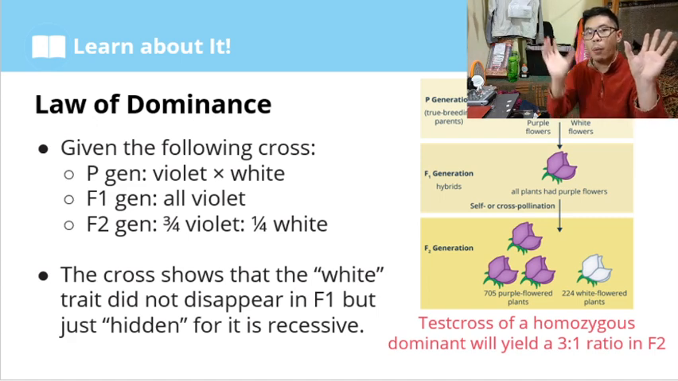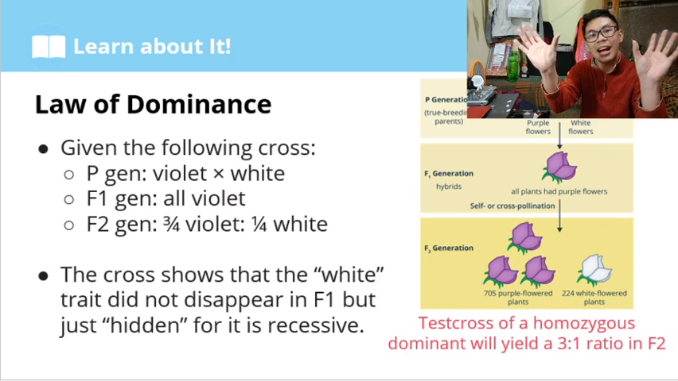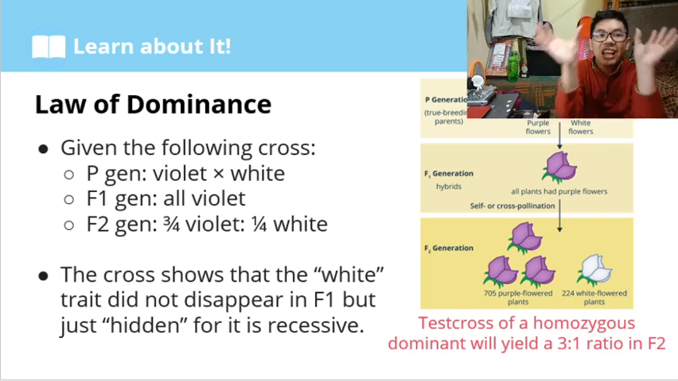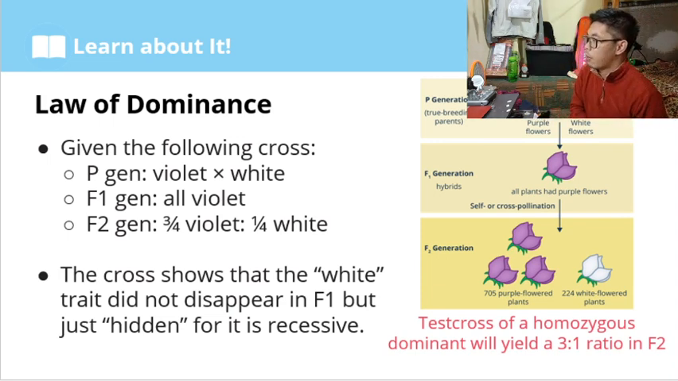So, if the parents are purple and white, there is only one chance for their offspring: either purple or white. It cannot be light purple. Alright? So, the cross shows that the white trait did not appear in the first filial generation. Based on Mendelian genetics, a pure breed purple flower and a pure breed white flower cross and breed, and all of their offspring are purple. So you will wonder, where did the white go?